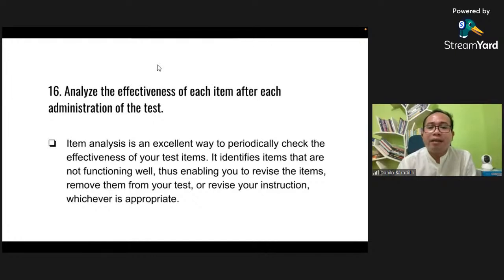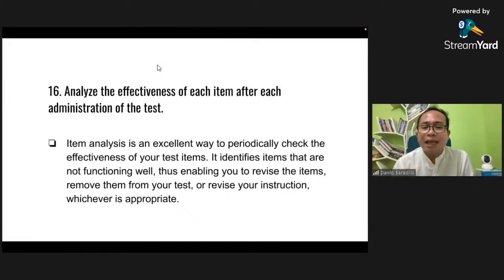Analyze the effectiveness of each item after each administration of the tests. So item analysis is an excellent way to periodically check the effectiveness of your test items, and it identifies items that are not functioning well, thus enabling you to revise the items, remove them from your tests, or revise your instruction, whichever is appropriate.